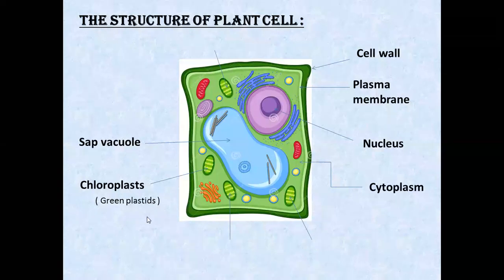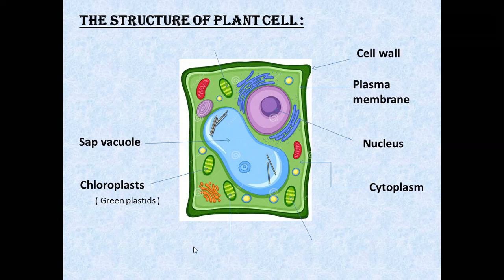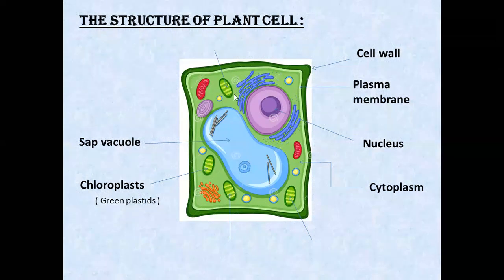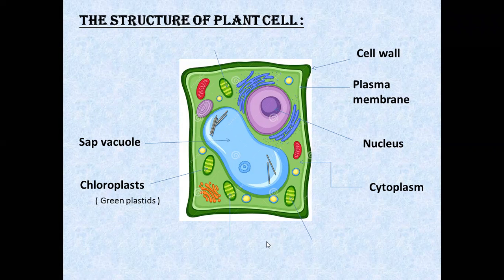Why? Because it is the reason that makes the plant green. This gives the plant the green color, and it's so important because the chloroplasts take or absorb the sunlight to help the plant make its food.